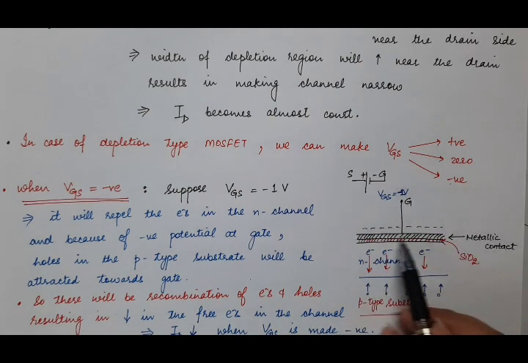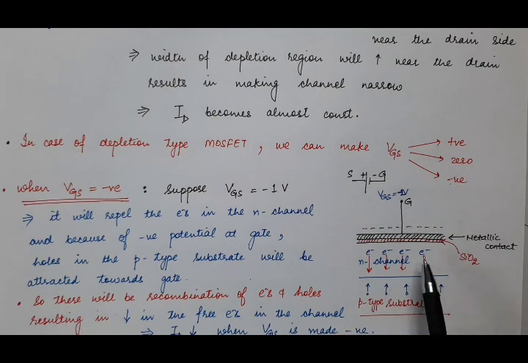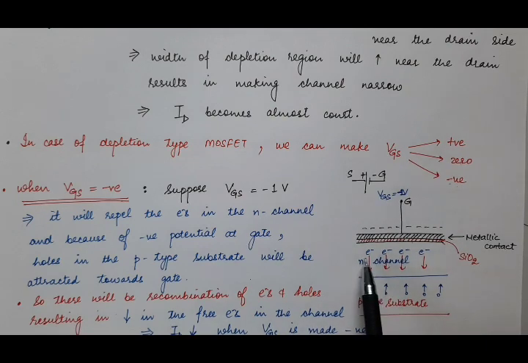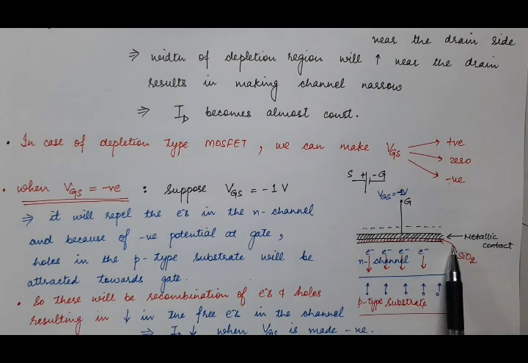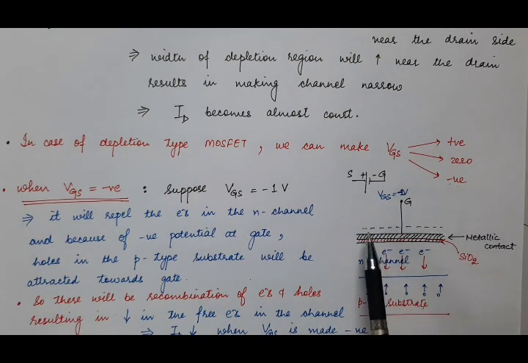this negative charge on the metallic contact of the gate terminal will attract positive charge from this p-type substrate towards itself, and here we have the n channel, and it will repel these electrons downwards towards the substrate, and it will attract positively charged holes towards itself. It means these holes, because of the attraction from this negative charge, will start moving upwards, and because of the repulsion from this negative charge, the free electrons in the n channel will start moving downward.